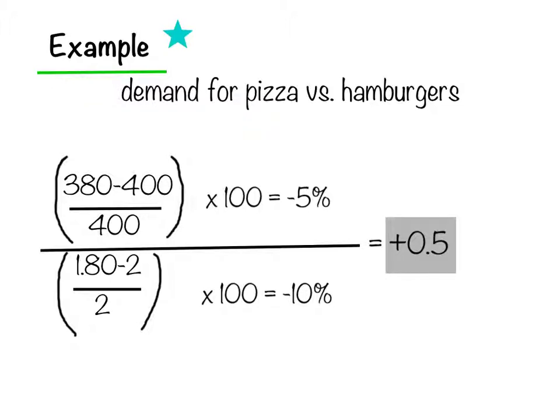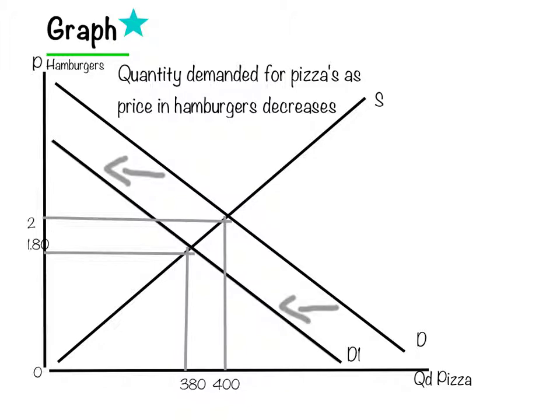Then the same you do for the percentage change in price, which is 1.80 minus 2 over $2. Also times by 100 to get a percentage, and you get negative 10%. You then have these two values left as a fraction, which then equals positive 0.5. Now that we found these values, we can plot them in a graph.